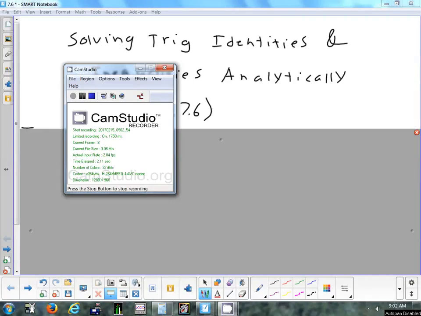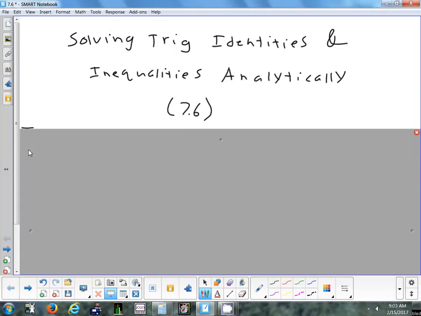Okay, so our last section for Chapter 7 is 7.6. And it's similar to what we did in Section 7.3. We're going to solve trig equations, except now we're going to do it algebraically instead of graphically.